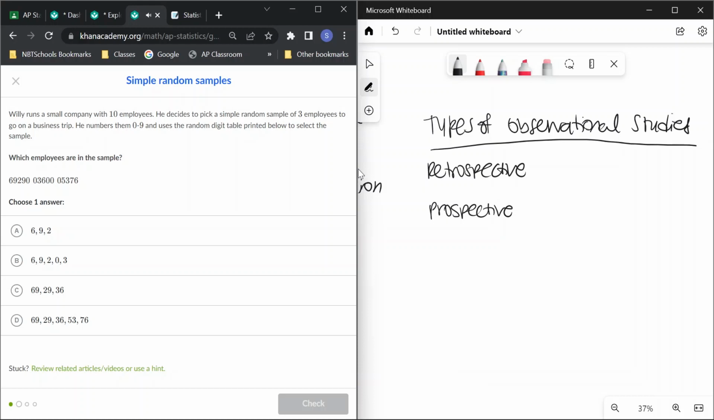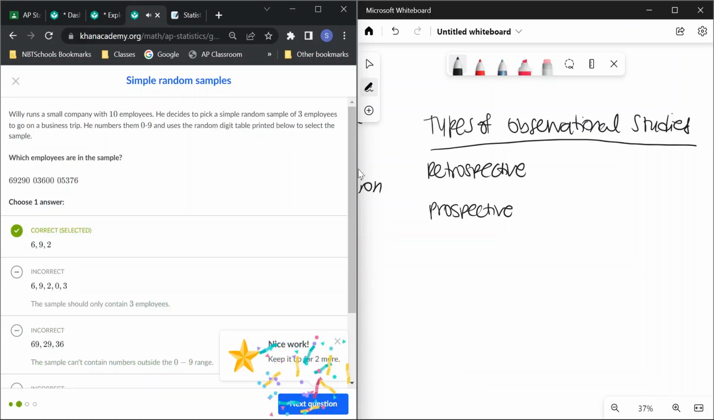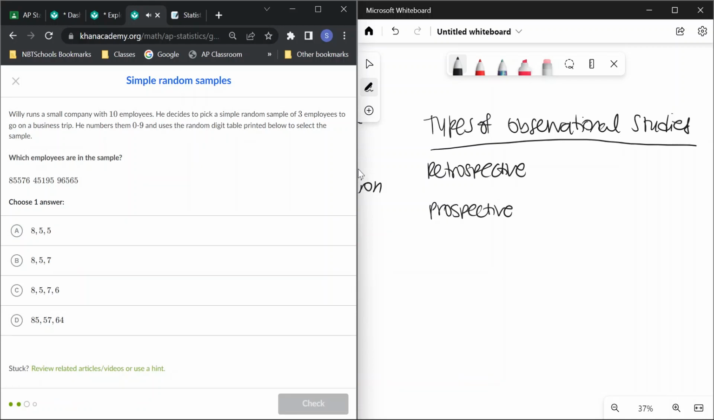Willie runs a small company with 10 employees. He decides to pick a sample of 3 employees to go on a business trip, numbered 0 to 9. So this is 692. It's 3, right? Okay, 3 employees, so it's 857.